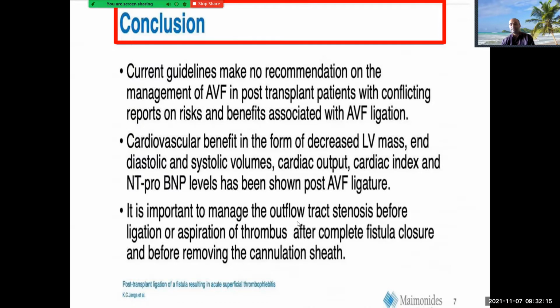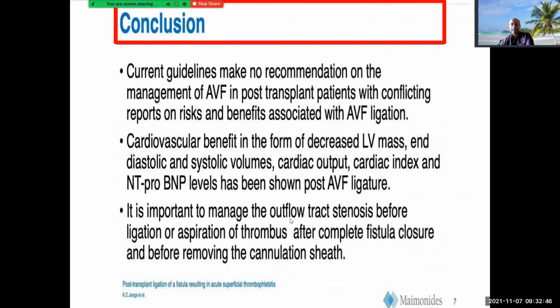this: the left ventricular mass decreases, the diastolic and systolic function and volume will be decreased, the cardiac output will be improved, and the cardiac index and proBNP level have been shown to improve post AV fistula ligation. The patient will get benefit from all this after AV fistula ligation.